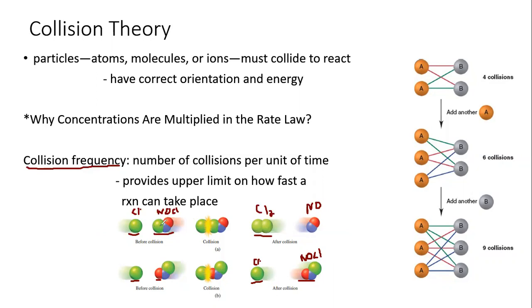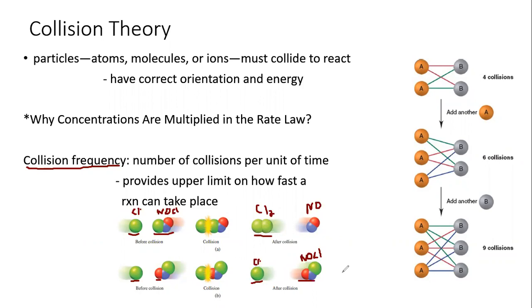So if the chlorine atom on NOCl strikes the chlorine radical, reaction occurs, we get Cl2 and NO. But if we rotate the molecule 180 degrees, and let's say now the oxygen strikes the chlorine radical, no reaction occurs because it wasn't the right orientation for the reaction to occur.